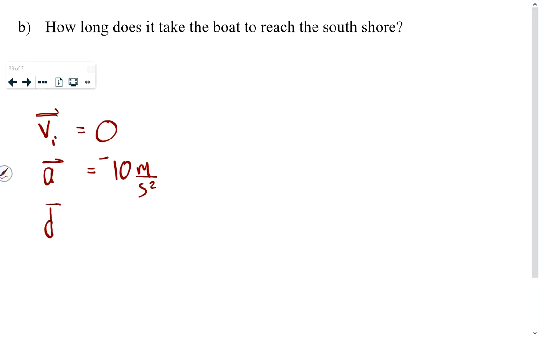The displacement, well, how wide is the river? How far is it from the north shore to the south shore? It must say in the question. 80 meters. Okay, so this is 80 meters. That means if we want to be picky or pedantic, the displacement of the boat will be negative 80, although it doesn't really matter. We could just call everything positive here. And what you are trying to do is find the time.